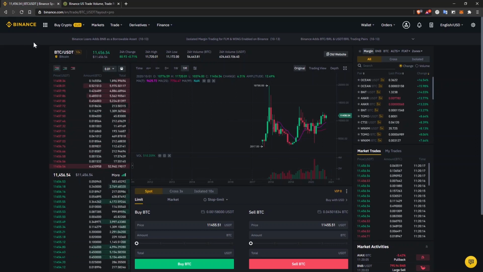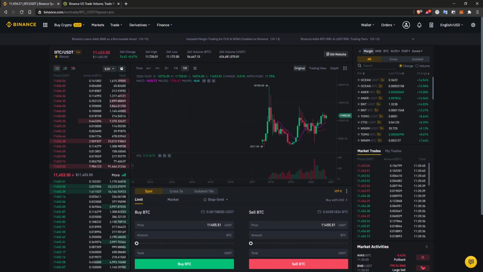So right now we are on the BTC USDT page. What does that mean? Whenever we are on this page, we are going to trade a pair, and BTC is Bitcoin and USDT is Tether, the stablecoin. So whenever you are going to trade, you are going to trade pairs.